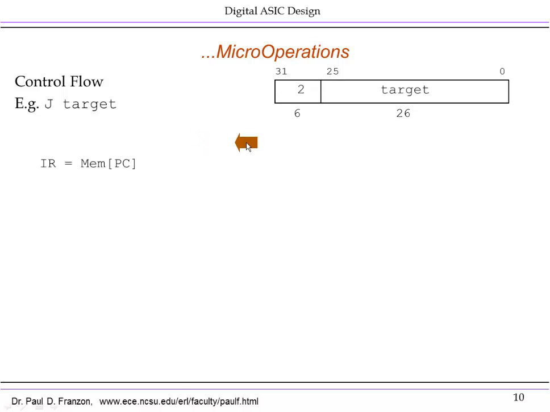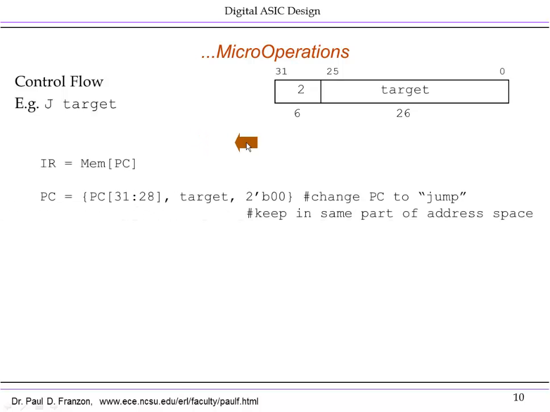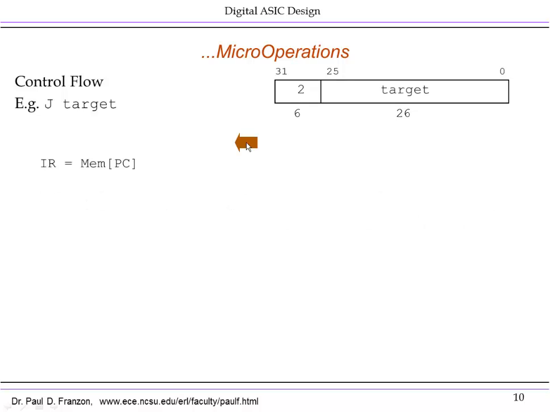Again, the first step required to perform any instruction is to fetch the instruction register. Obviously, to perform this instruction, we don't need to increment the PC. We're going to actually do the jump by changing the contents of the program counter.